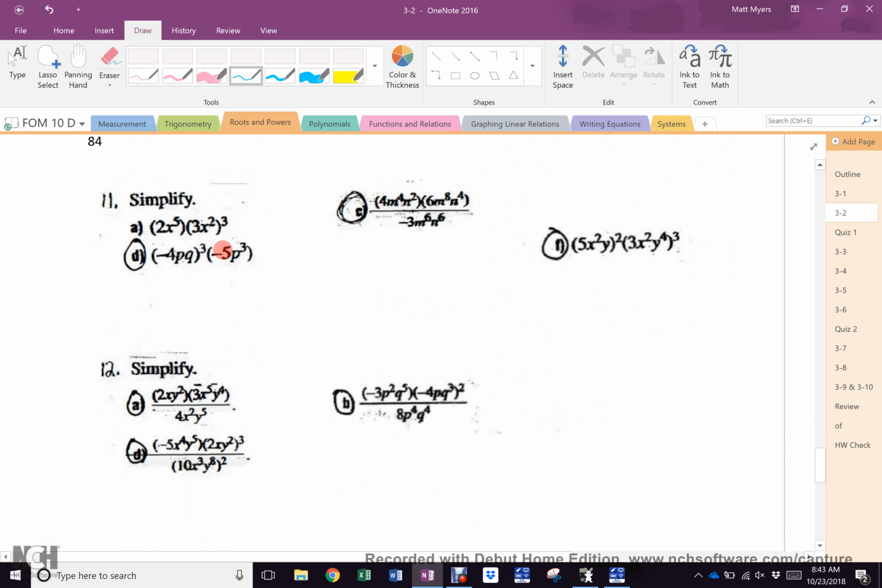Negative 4 times negative 5 is? Oh, no, I didn't see that cubed. Negative 4 cubed is negative 64. P cubed, Q cubed, times negative 5p cubed. Negative 64 times negative 5 is positive 320. P to the 6th, Q cubed.